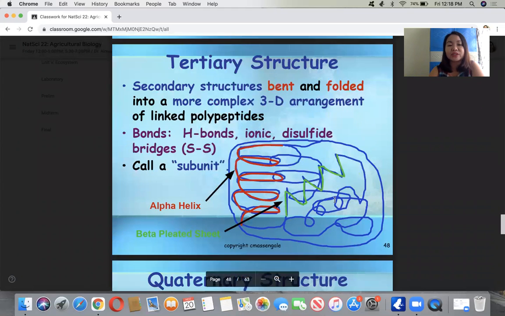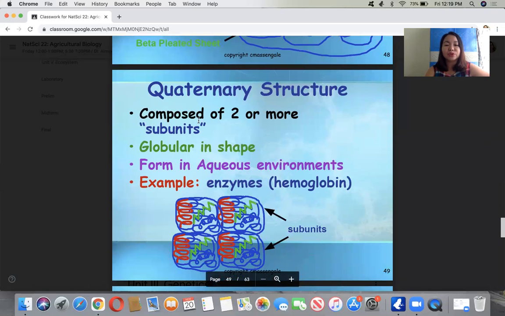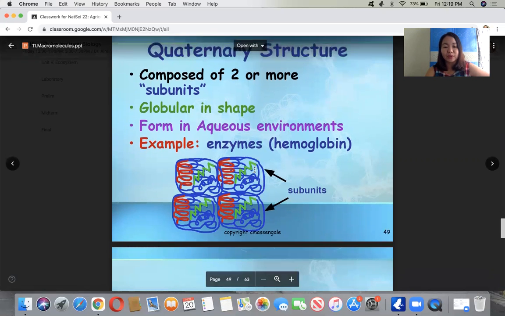While the tertiary structure is the secondary structure bent and folded into a more complex 3D arrangement of linked polypeptides. We have the hydrogen bonds, the ionic bonds, and the disulfide bridges, and these are called the subunit. The alpha helix and the beta pleated sheet are combined together. And the quaternary structure is composed of 2 or more subunits, which are globular in shape and form in an aqueous environment, like the enzyme hemoglobin. So these are the subunits.